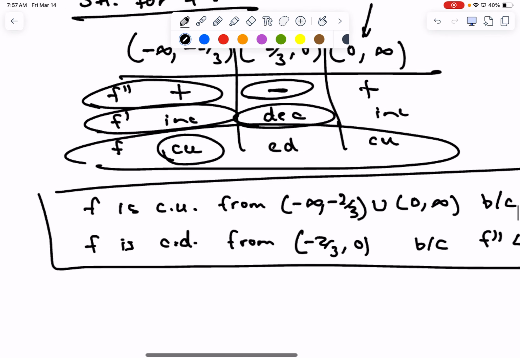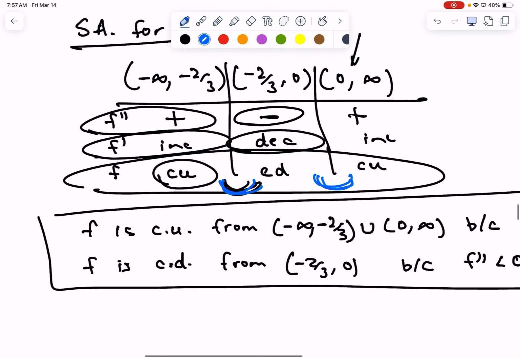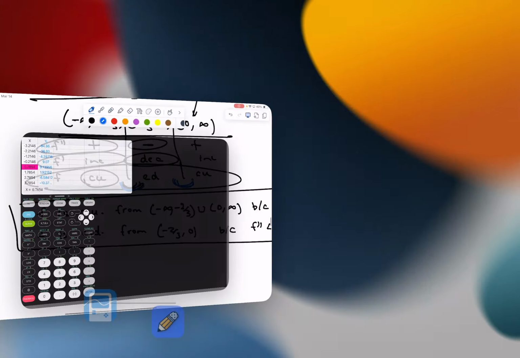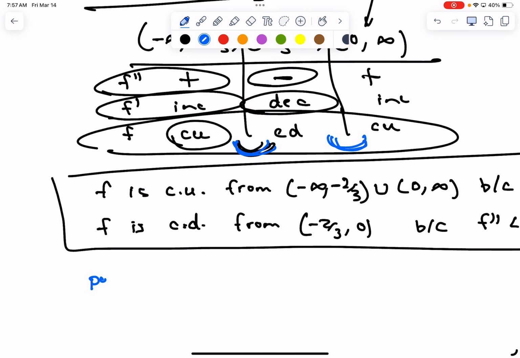And then concavity changing is where you get POIs. And we do have two places where the concavity switches. And also make note here, the domain was all real numbers, so these are actual points. They're not undefined values. So there are actual points at negative 2/3 and 0. So I'm going to say there's a POI. Oops, sorry. And you can include both of these. You can say a POI at negative 2/3, comma, whatever, and 0, comma, whatever.